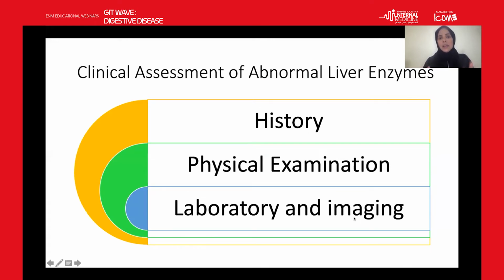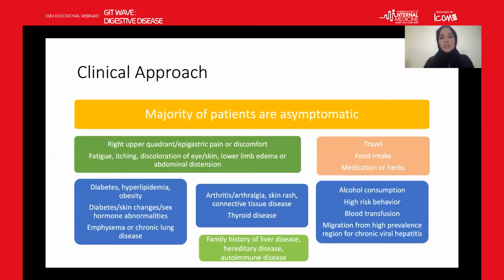So it's like any other condition that we see as physicians. To approach abnormal liver enzymes, we need all the classical approach: history, physical examination, laboratory, and imaging. And the history is very important. Usually from the history, you can guess exactly which etiology you are dealing with. And the majority of patients are actually asymptomatic.